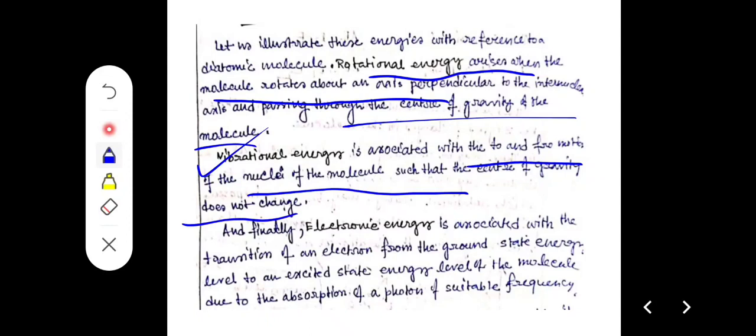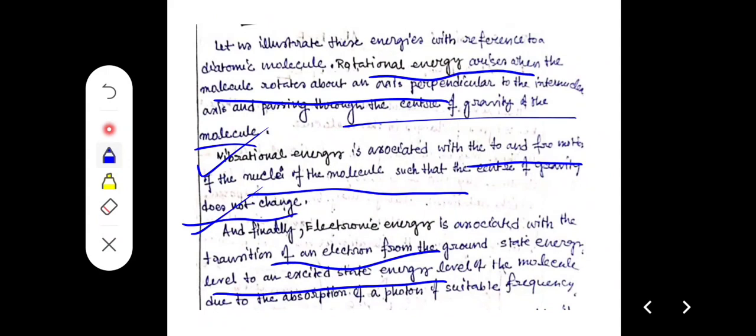Now the last one, electronic energy, is associated with the transition of an electron from the ground state energy level to the excited state energy level of the molecule. Why? Due to absorption of a photon of suitable frequency. Due to absorption of a photon of suitable frequency, the electron jumps from the ground state to the excited state, as the electron gains some amount of energy.